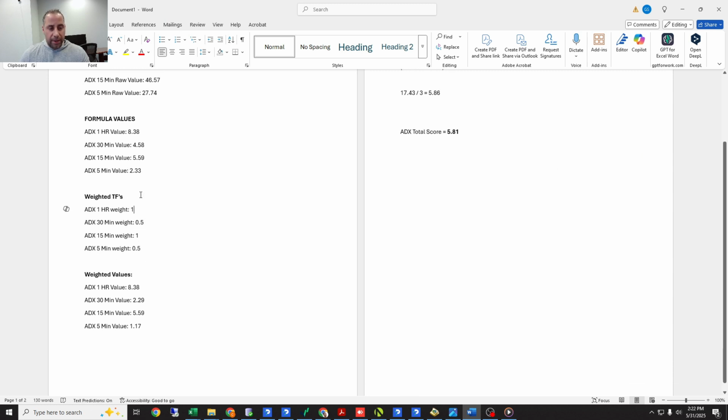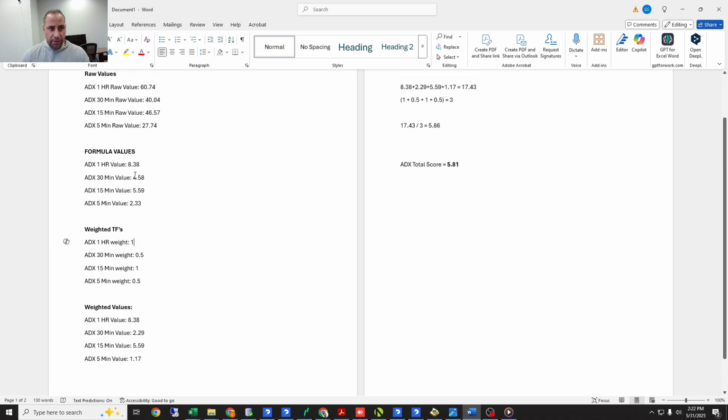Now, how does that take into consideration with the formulas and the raw values? Well, we have our formula values that were calculated from the formula. So raw values first, then formula values. So we get to here, this point. Then we have our weighted time frame values, and now we have to have a weighted total value that we get for each time frame. So how we do that is we take the time frame multiplied by the weighted value.